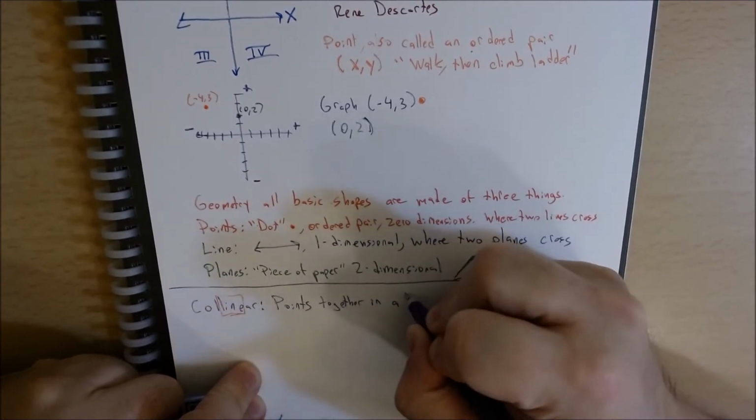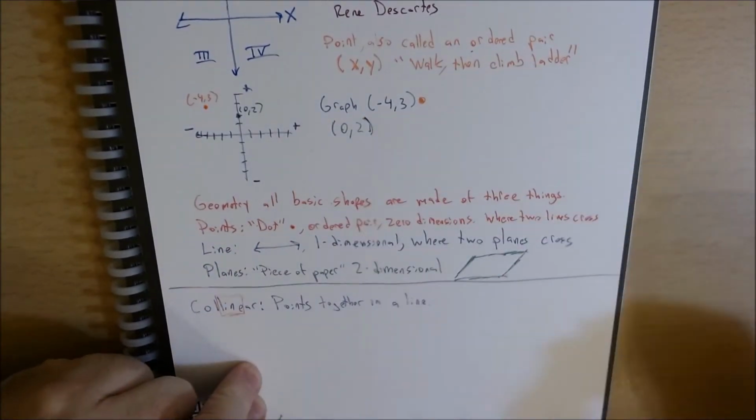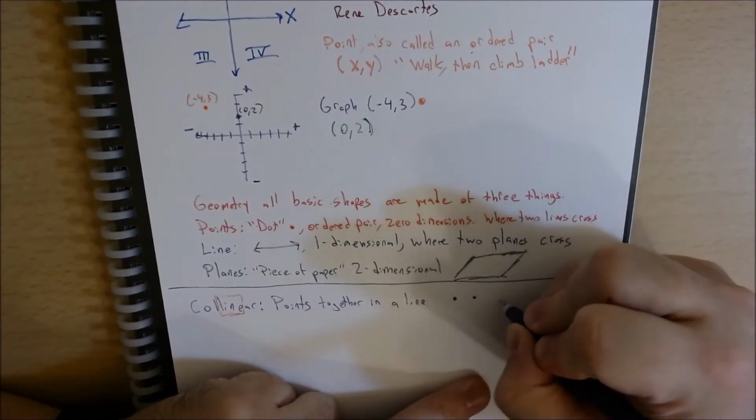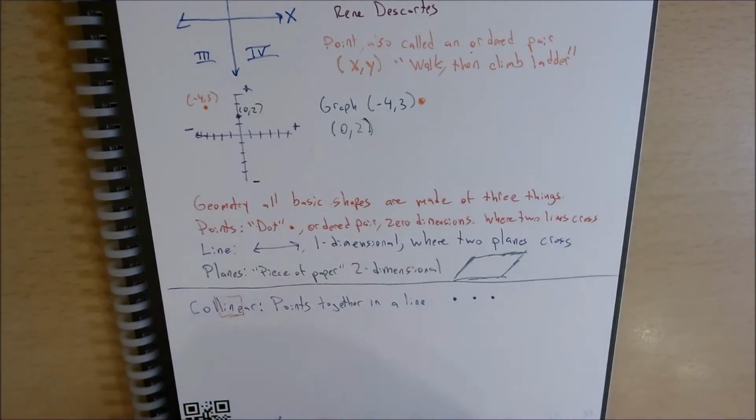in a line. Lines have to be straight. So basically collinear means you got some dots, you can draw a line through them.